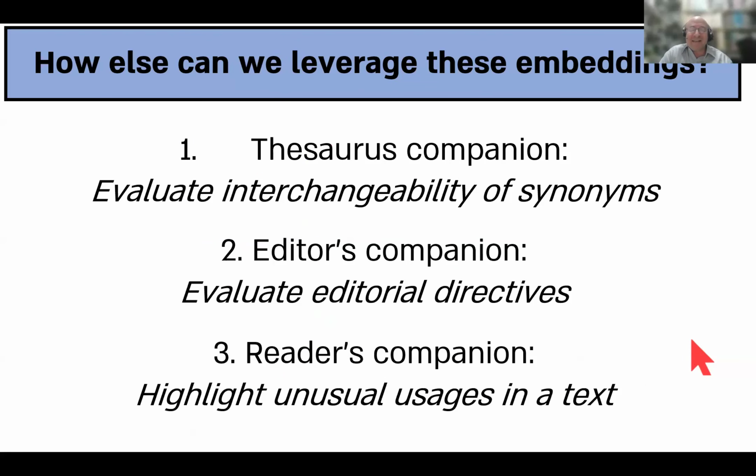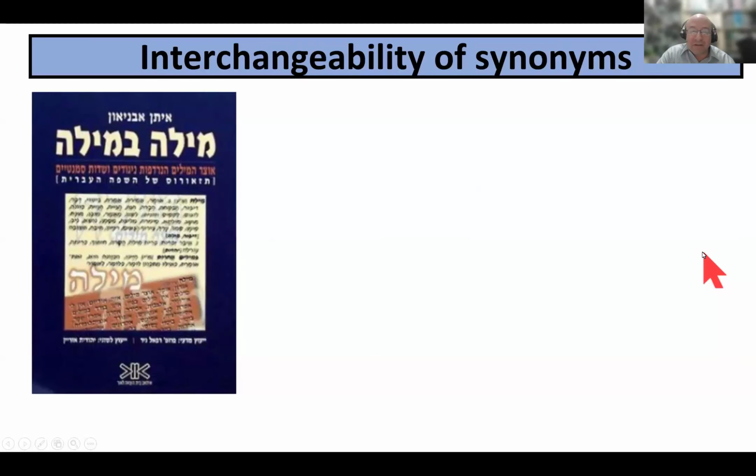There are so many more exciting things that we can do with these BERT embeddings, and I'm going to give you three ways to take these embeddings, look at them from another angle, and do useful things with them. So the three things are a thesaurus companion, evaluating the interchangeability of synonyms; an editor's companion, to evaluate editorial directives; and a reader's companion, where we highlight unusual usages in a text. I'm going to show you how we do this right now.